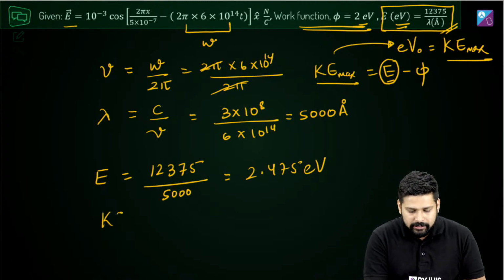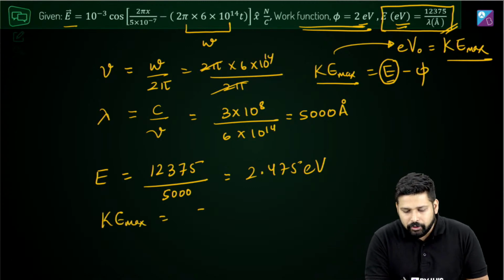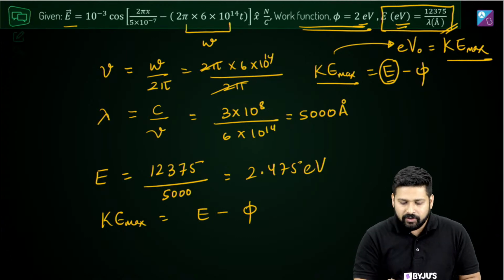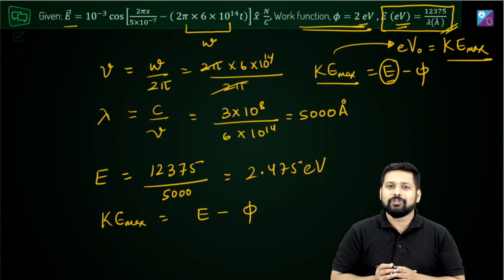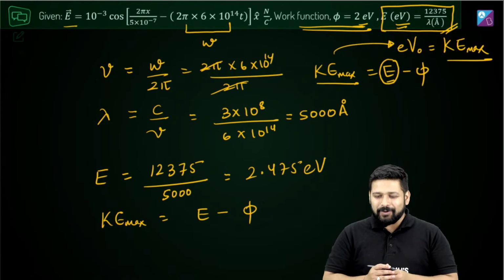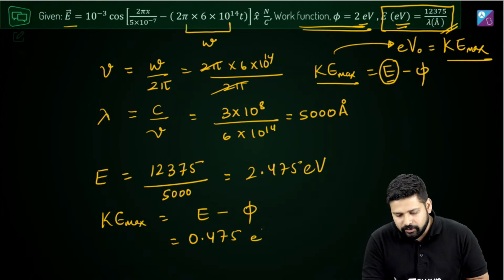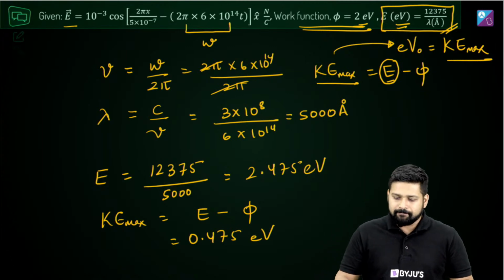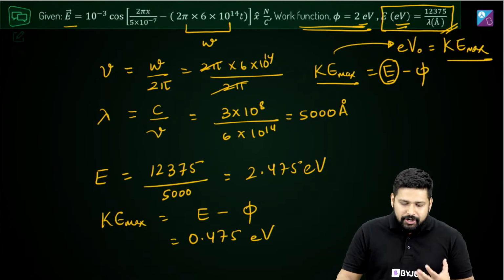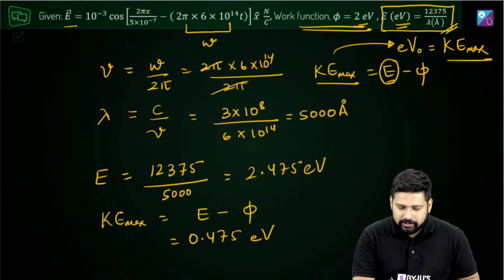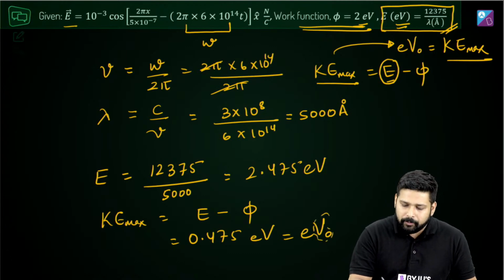How much is the maximum kinetic energy? It's going to be equal to E minus phi, which is 2.475 minus 2, correct? That's going to be equal to 0.475 in terms of electron volts, correct? So what is the value of the stopping potential? This KE max was also equal to E V naught, and V naught is the stopping potential, right?